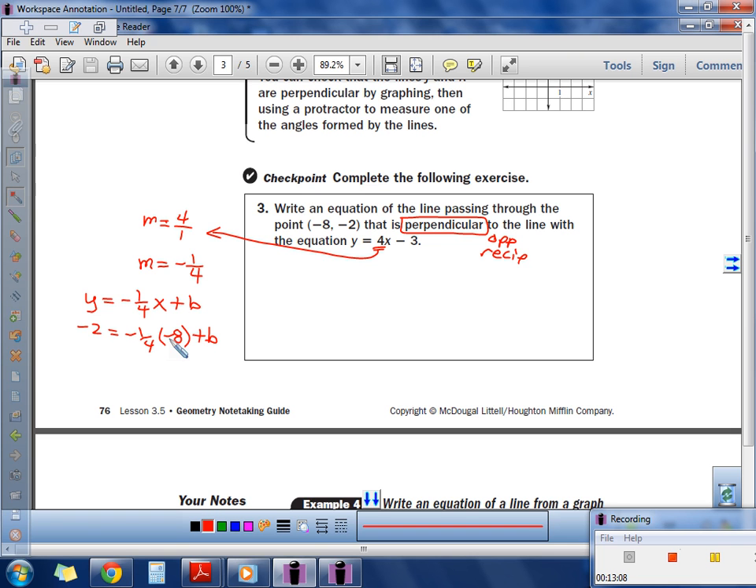Simplify. Negative times a negative is a positive. 8/4 is just 2. To get b alone, I subtract 2, and I get b is negative 4. Some people made some sign mistakes down in this area, so be careful. Final answer is y equals what? Negative 1/4 x. I saw everybody get this part right, but a lot of people missed the b. Minus 4. There's our final answer.